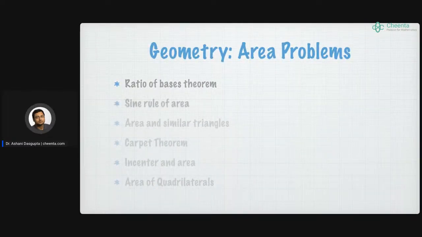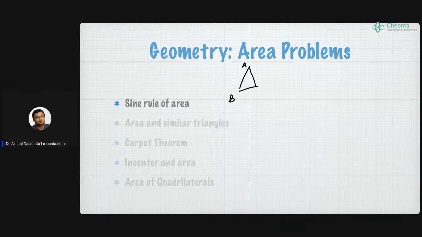Okay. The next thing that we want to talk about is the sine rule of area. It's a very familiar rule. If you have done trigonometry before, you know this. If you have a triangle ABC, then the area of the triangle ABC is equal to half times AB times AC times the sine of the angle in between. So here is the angle that is in between AB and AC. The entire area of the triangle is half of AB times AC times the sine of the angle in between.